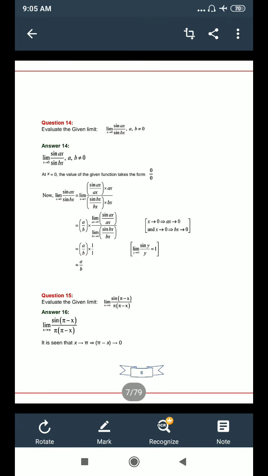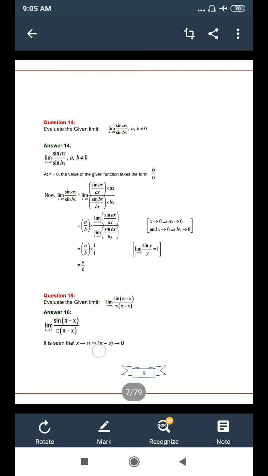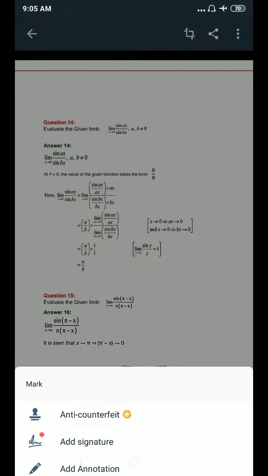Come to question number 15. It is sin of pi minus x upon pi into pi minus x. In this, the limit is given x tends to pi. So in this question, as the limit is given x tends to pi, pi minus x tends to 0. You have to check this while applying the formula.